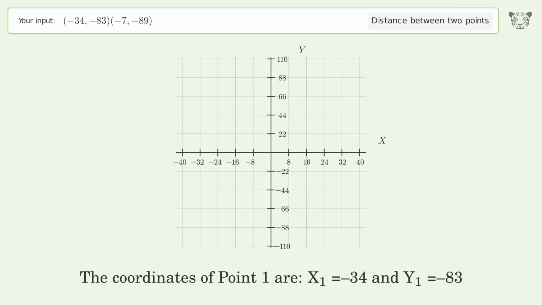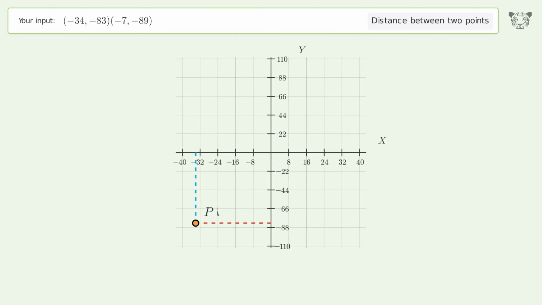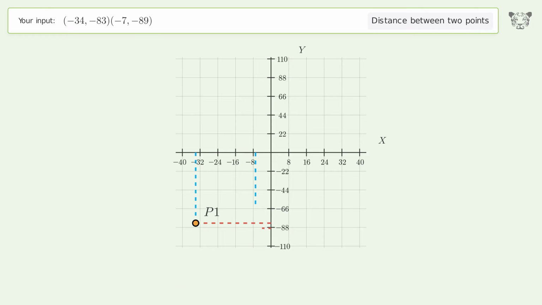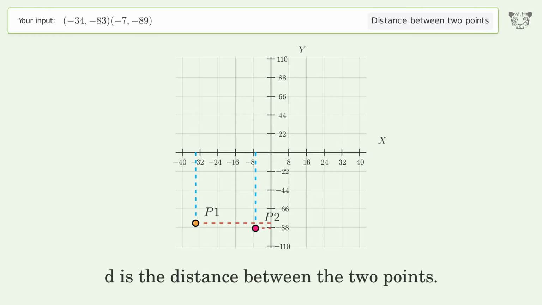The coordinates of point 1 are x1 equals -34 and y1 equals -83. The coordinates of point 2 are x2 equals -7 and y2 equals -89. D is the distance between the 2 points.